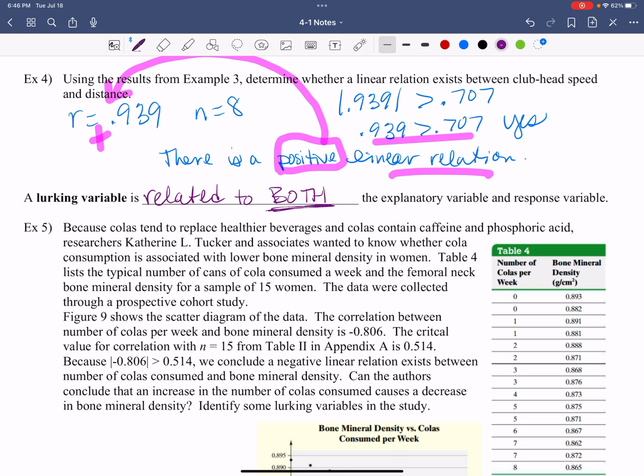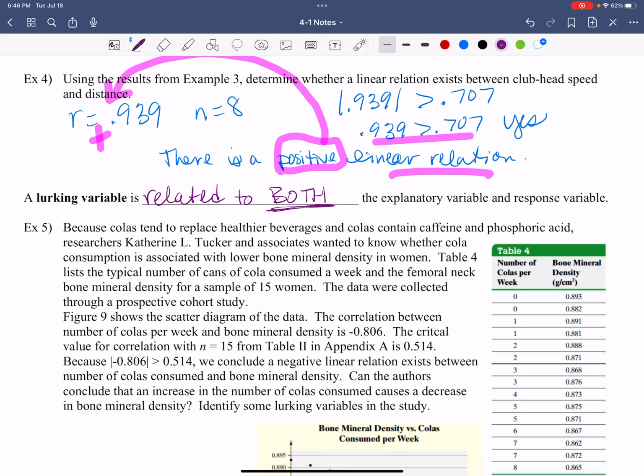Because I have 2 variables that relate to my piece of data, then my lurking variable has to also relate to both of them in order to be able to pull that off. Okay, that's a thing. All right, so here's an example, and we're just going to kind of talk through this example a little bit just so that you can see what this looks like.